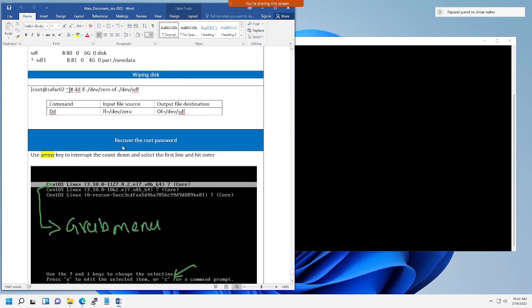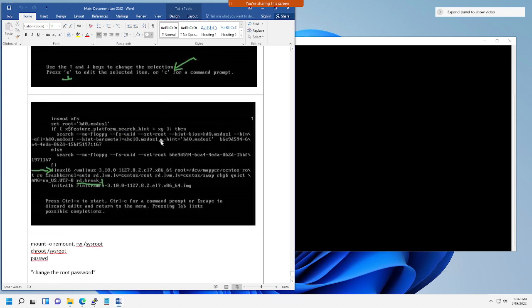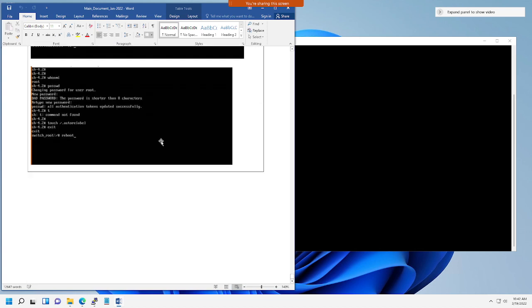Okay, so last week we saw how to do the recovery of the root password, right? Today we'll work on configuring the network interface card.